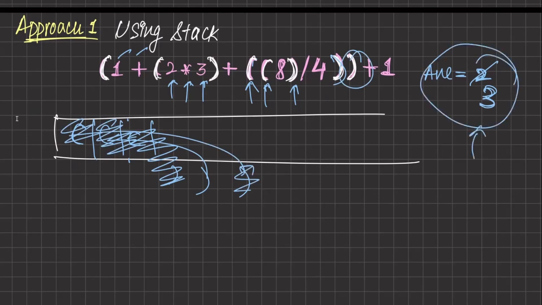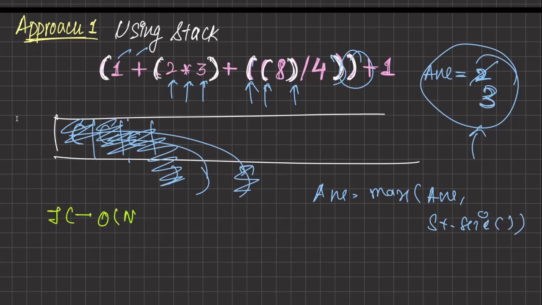This is very simple. We just need to take answer equal to the maximum of answer comma stack dot size. Every time, whatever the stack size is, just update it in the answer. So what is the time complexity for this? Time complexity is big O of n because we are iterating.